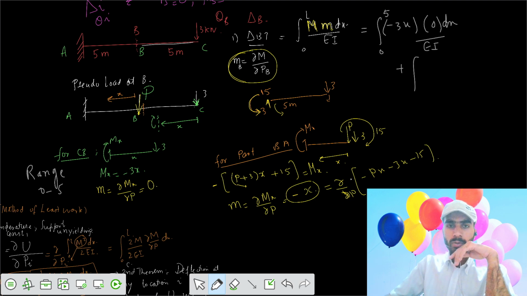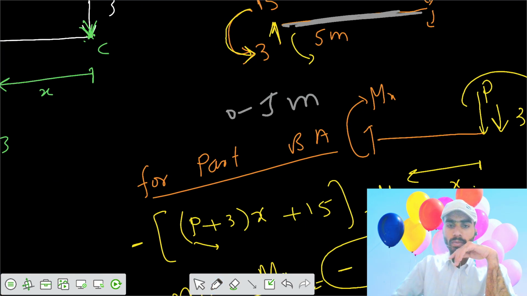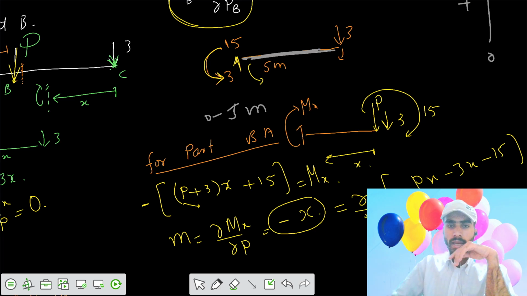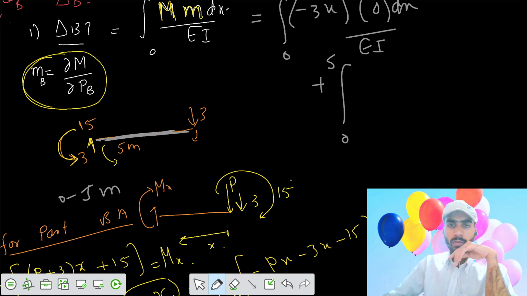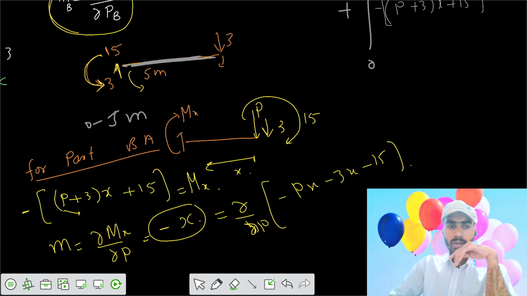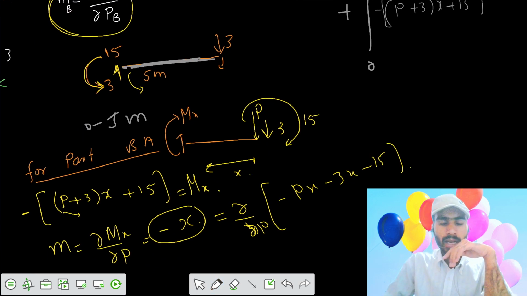Then for the span, this part, the range was from 0 to 5 meter. So you write 0 to 5, then the value of moment is this. You write that the value of moment is minus, P plus 3 x plus 15, whole negative, and this moment at any x, you multiply it with your m.